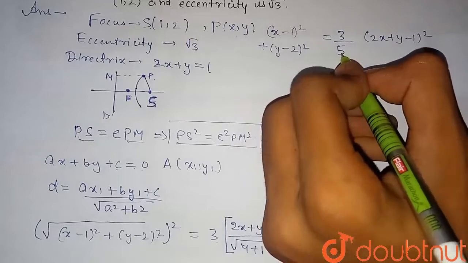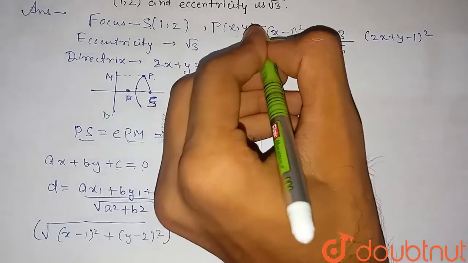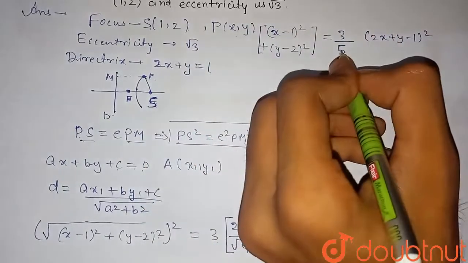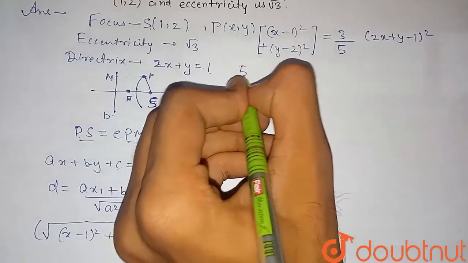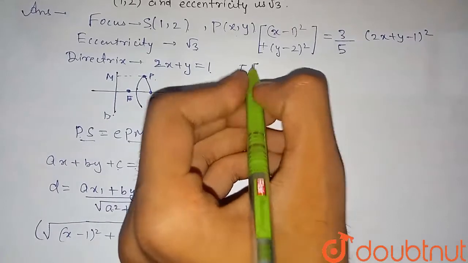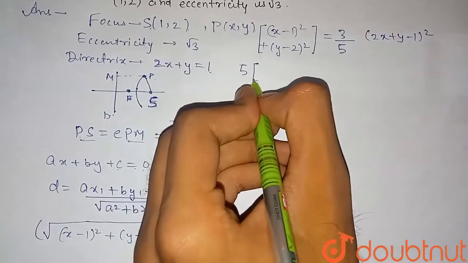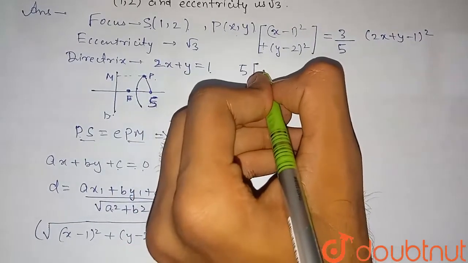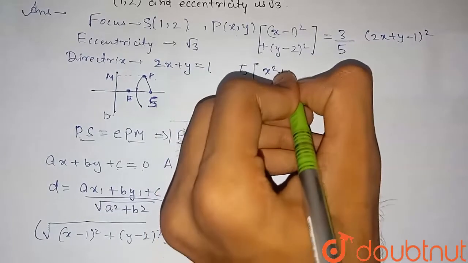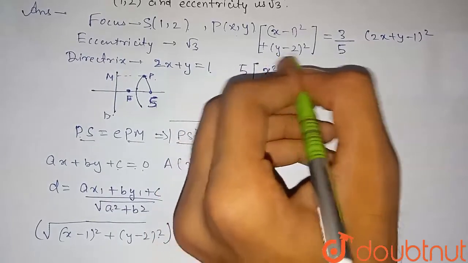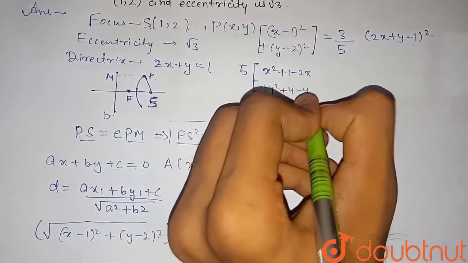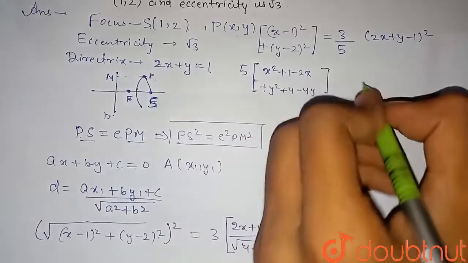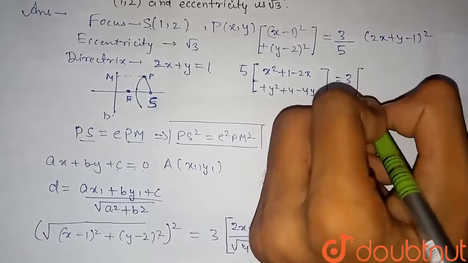So if we suppose putting a bracket here, and multiply this 5 onto this whole bracket, we get 5 multiplied by (x minus 1) whole square. Opening this square, we get x square plus 1 minus 2x, and (y minus 2) whole square will result in y square plus 4 minus 4y, and that whole term will be equal to 3 multiplied by this square.